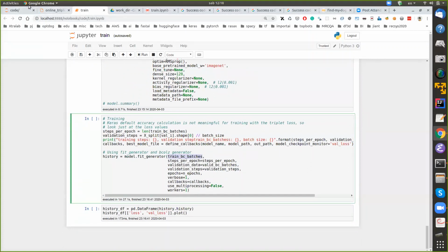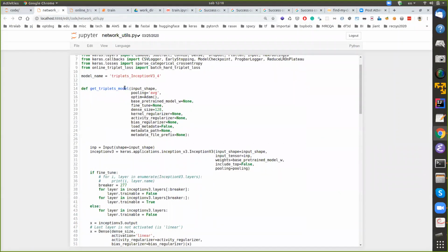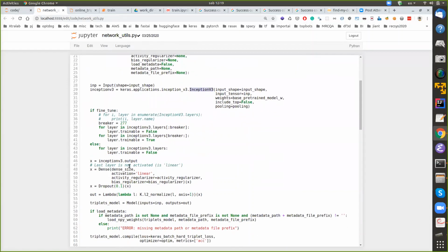I should open the Python file. The network that I use is this one, an Inception V3. It's a classical model from the Keras library. The layers of the pre-trained model, because I use the pre-trained parameters, are frozen, are not trainable.